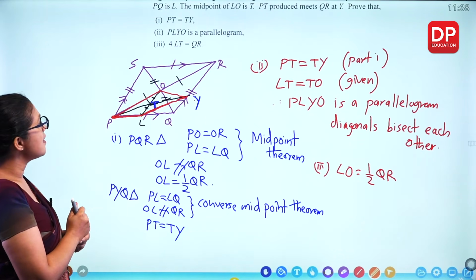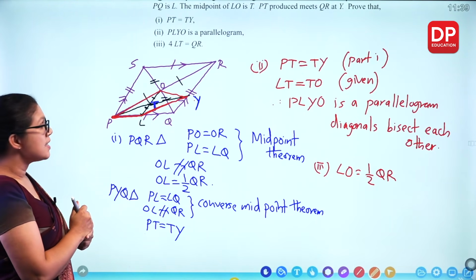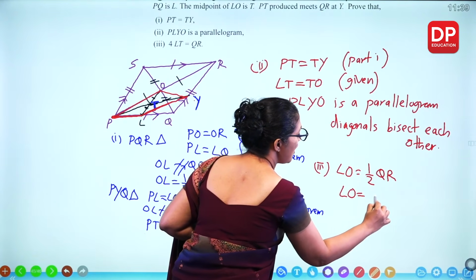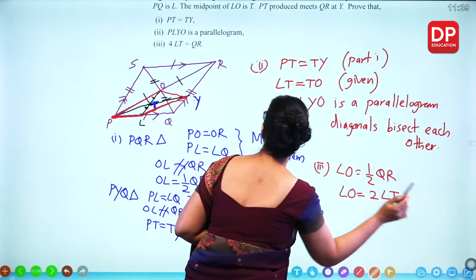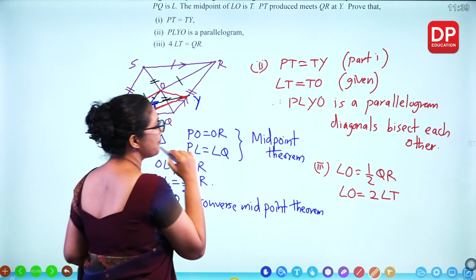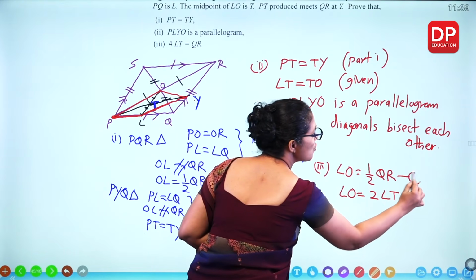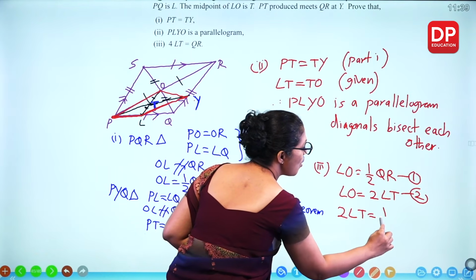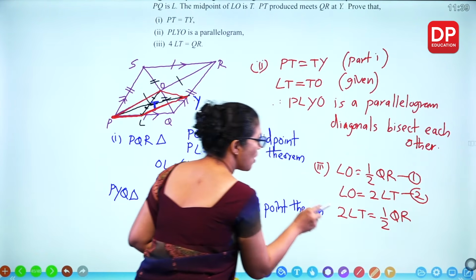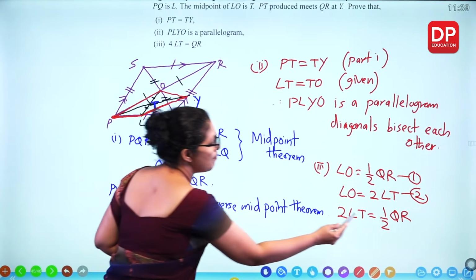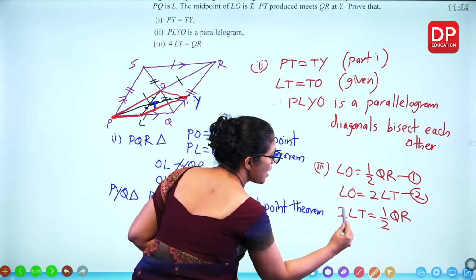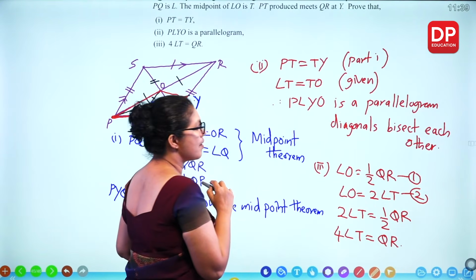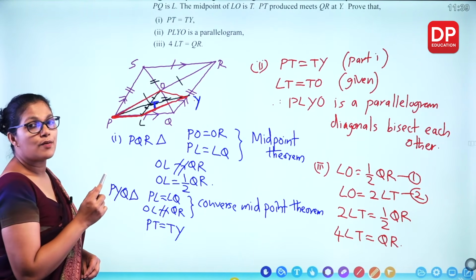So instead of LO, I can write double of LT because it's given. So from these two, I can write, instead of LO, 2LT is equal to half QR. So I can multiply this by 2. 2 times 2, 4LT, you get QR. So 4LT is equal to QR.